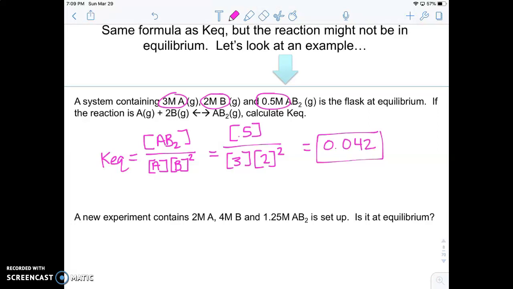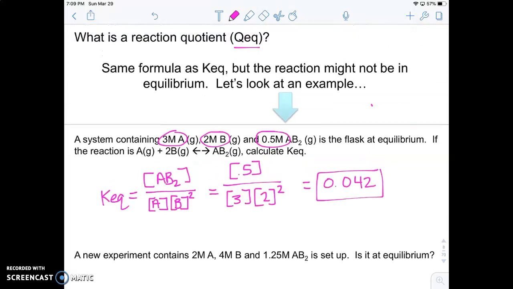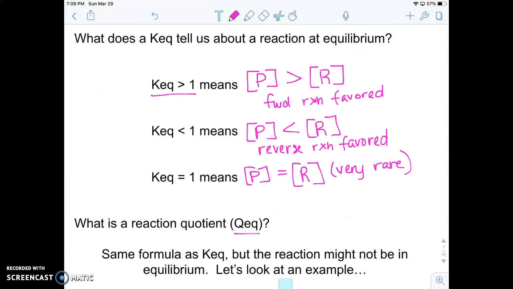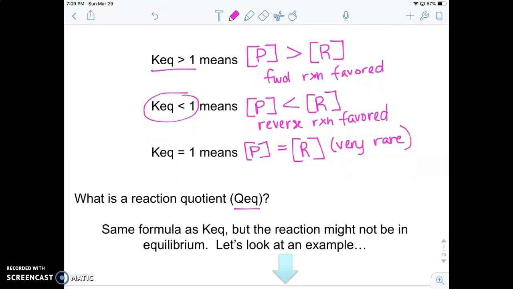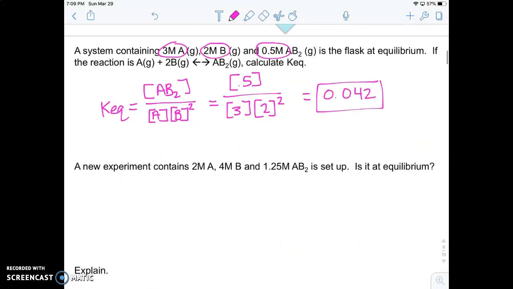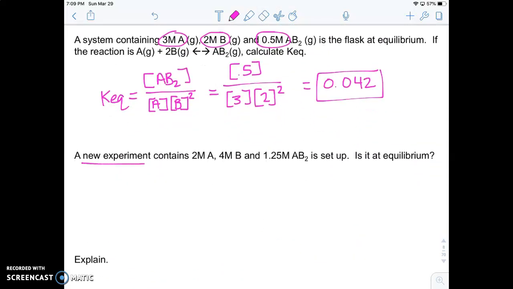And like we said before, guys, if I think about what kind of number it is, it's less than 1. So for this reaction, the reverse reaction is favored. It's actually easier to go in reverse than to go forward. Okay. So now I have a new experiment, and I want to know if it is at equilibrium. If I'm not sure whether this is in equilibrium or not, I'm going to call this the QEQ instead of the KEQ. But like I said before, guys, it's literally the same exact thing.